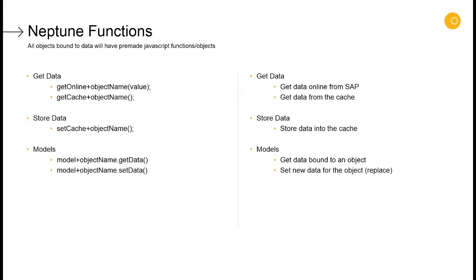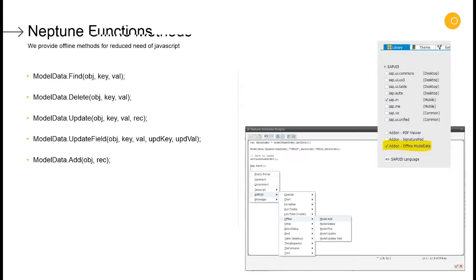To be able to work with the models, we have added an offline, we call it model data object, which will consist of easy to use methods. We have the find, so you can search through a model and retrieve an array of objects. You can delete, you can update a field, or you can add. We will use them in this session.